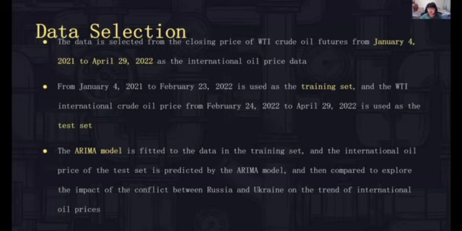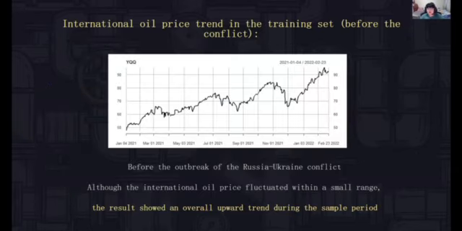First, the ARIMA model is fitted to the data in the international training set, and the international oil price of the test set is predicted by the ARIMA model, and then compared to explore the impact of the conflict between Russia and Ukraine on the trend of international oil prices. And this is the international oil price trend in the training set before the conflict.